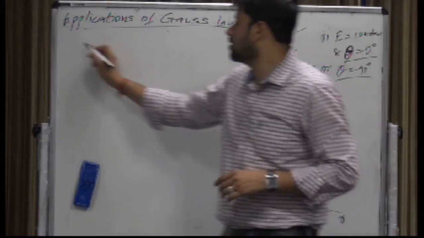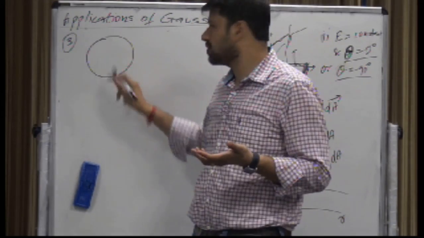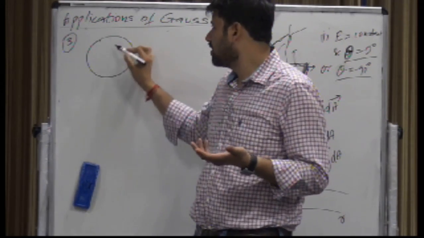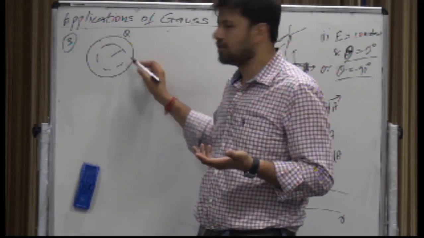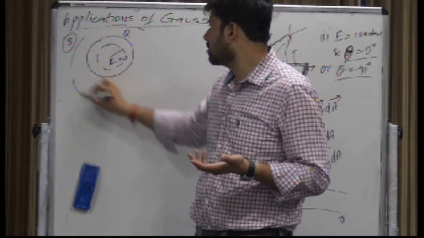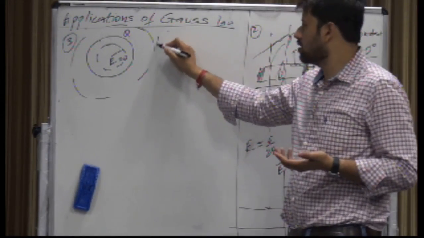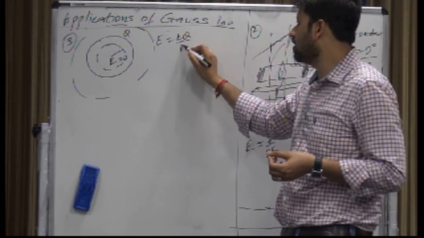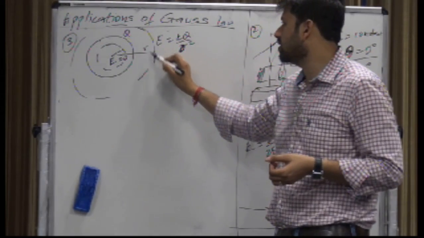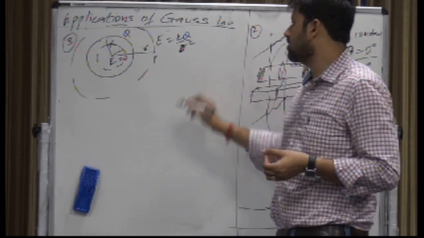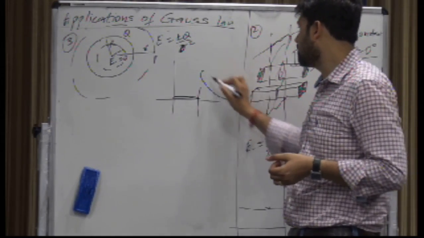Okay. So third one, for a hollow sphere. This is a part of NCERT. For the inner portion, no charge inside, so E is 0. For the outer portion, it behaves like a point charge. So the field is kq by r square, where r is the distance of point P, and capital R is the radius. So you already know that the field would be something like this.